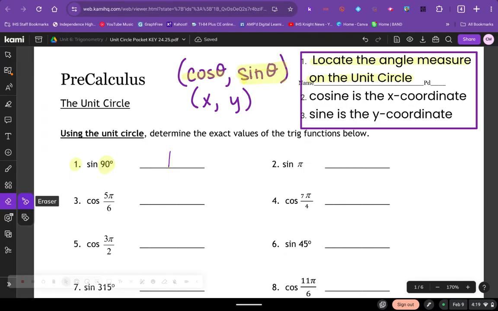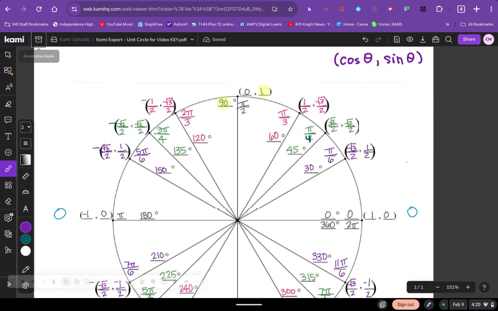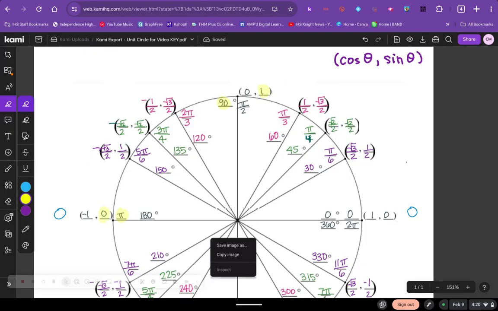Okay, number 2 asks for the sine of pi. Pi is my angle measure. I need to go to my unit circle and find pi, and then look for the y coordinate. Here's the angle pi, and the y coordinate is 0. So the sine of pi is 0.